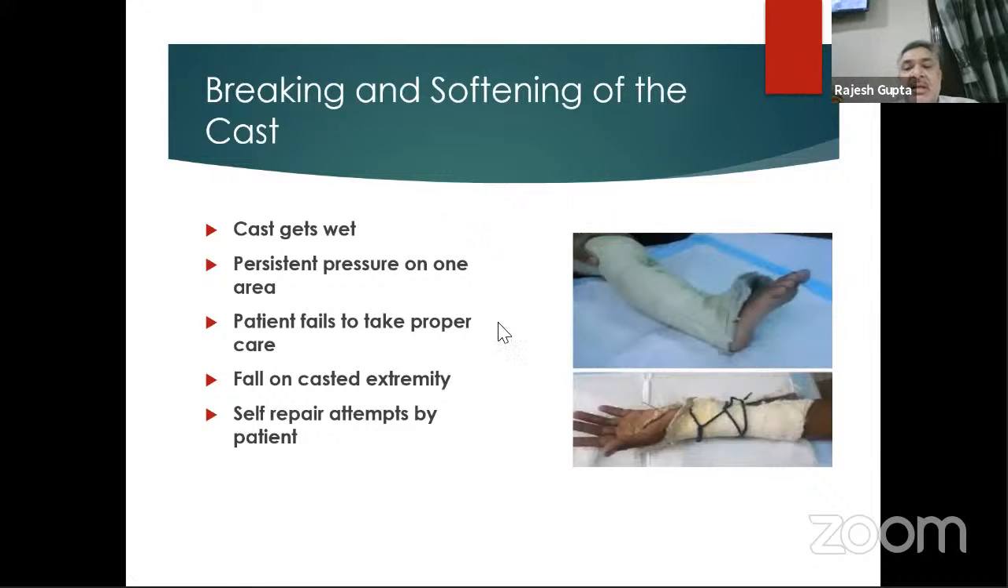Now, patient can enter your clinic like this: breakage of the cast. Okay, so why does it happen? The cast may get wet. There is a persistent pressure on one area. The patient fails to take proper care. Patient falls on the casted extremity, or there is a self-repair attempt by the patient. So if it is there, you have to change your cast immediately.